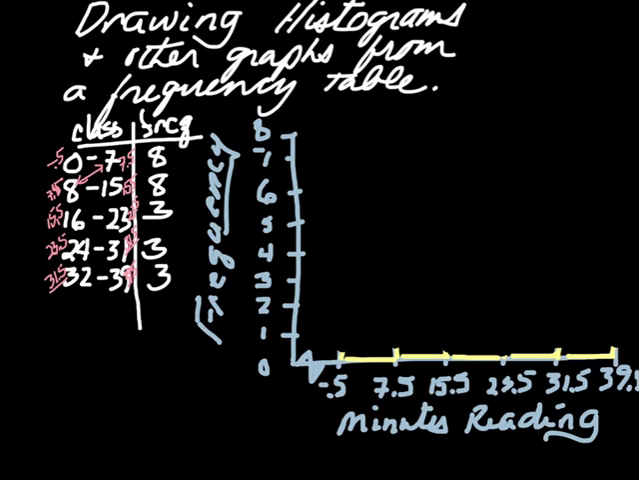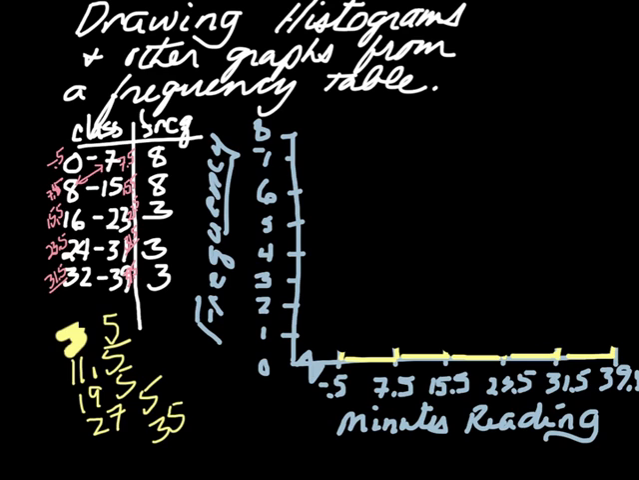So if you remember, the midpoint from 0 to 7 is 3.5. And the midpoint from 8 to 15 was 11.5. 16 to 23 was 19.5. You just add them together and divide by 2. 27.5 and 35.5. And so these midpoints, I'll make little yellow vertical lines to mark where the midpoints are in my classes.